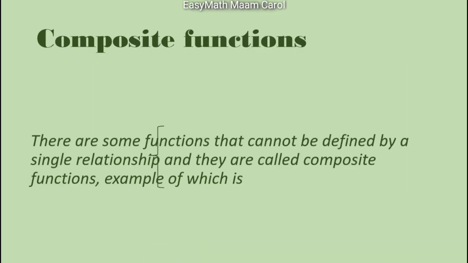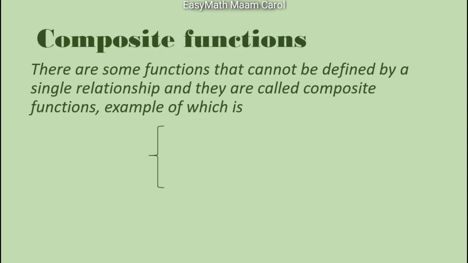Composite functions. There are some functions that cannot be defined by a single relationship, and they are called composite functions. Example of which is f of x is equal to negative x when x is less than or equal to 0. And f of x is equal to x squared when x is greater than 0. So, ang mga composite functions ay mga functions na hindi natin pwedeng i-define sa pamamagitan lang ng isang equation or isang expression. So, ito ay binubuo ng dalawa o higit pang mga relationship depende sa kung ano yung magiging value ng x natin.